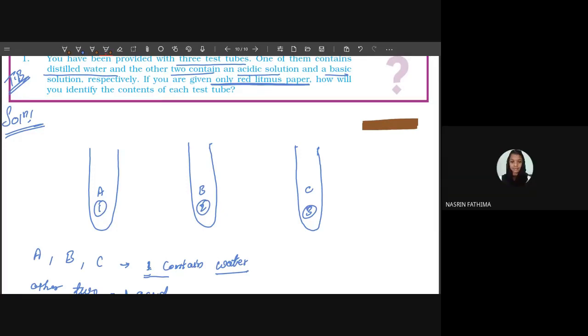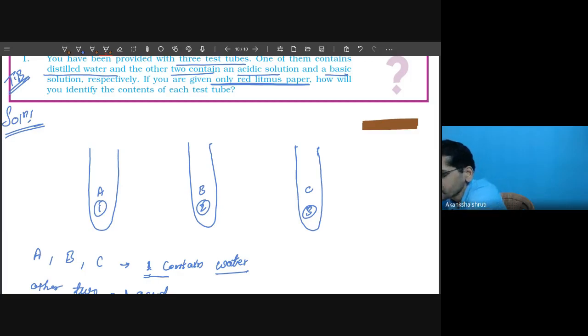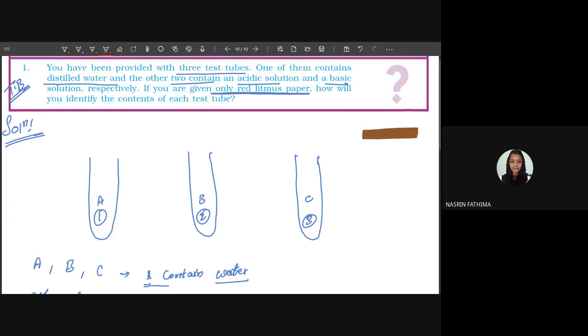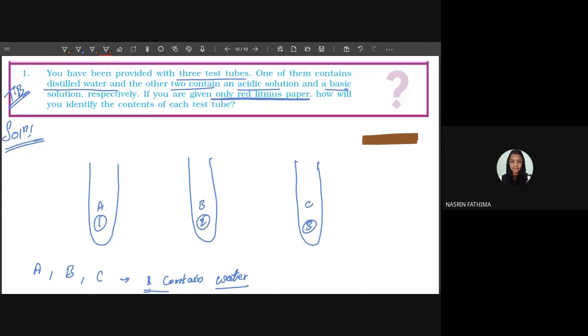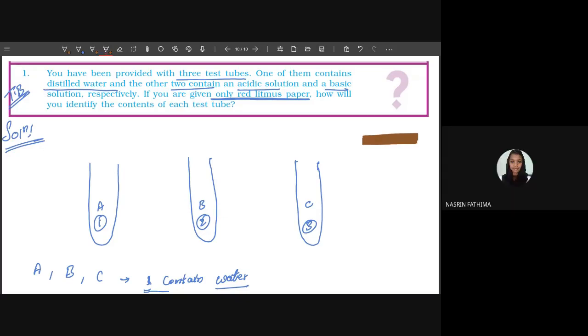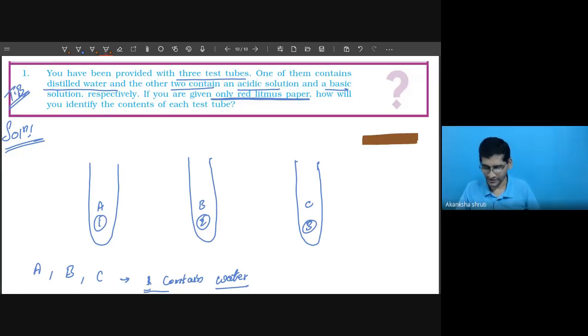Sir, am I audible? Yes, yes, you are. You can tell. If the red litmus paper is dipped in a solution which is basic, then the red litmus paper will change into blue color. Good. Then, if we dip the same paper in an acidic solution, then the paper will remain red. Very good. And if we dip it in the third test tube which contains distilled water, then it will also stay red. Okay, very good.